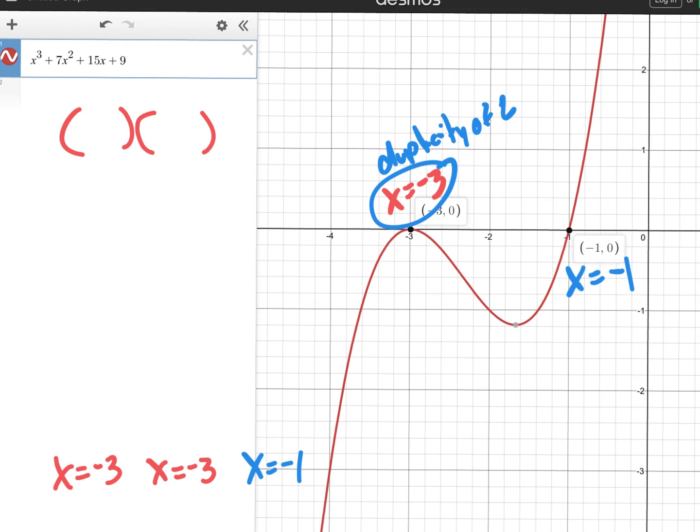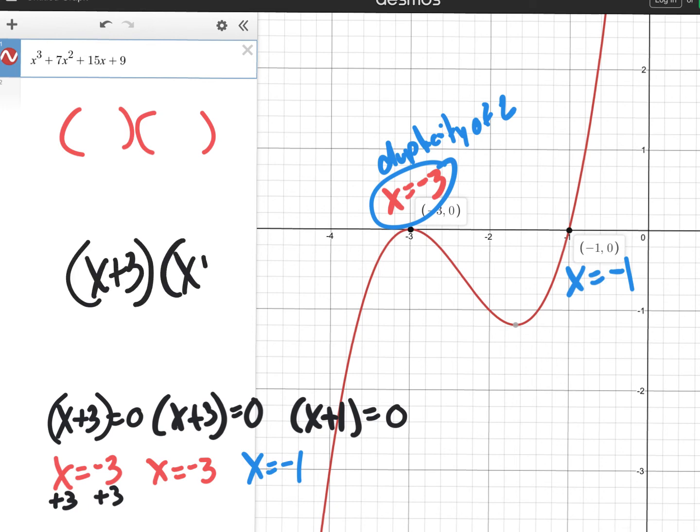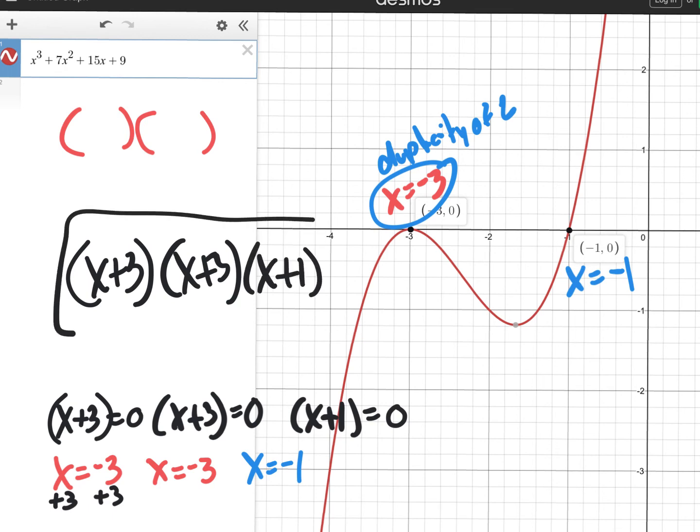Where did they come from? And that will be the factored form of that cubic polynomial. So where did these answers right here come from? They came from binomials that were set equal to 0. So this one came from x plus 3, right? x plus 3 equals 0. The next one is x plus 3. It's the same thing because there's a multiplicity there. And the last one came from x plus 1 set equal to 0. So all we're going to do is put these together, and that'll be your factored form. x plus 3, x plus 3, and x plus 1. This is the factored form.